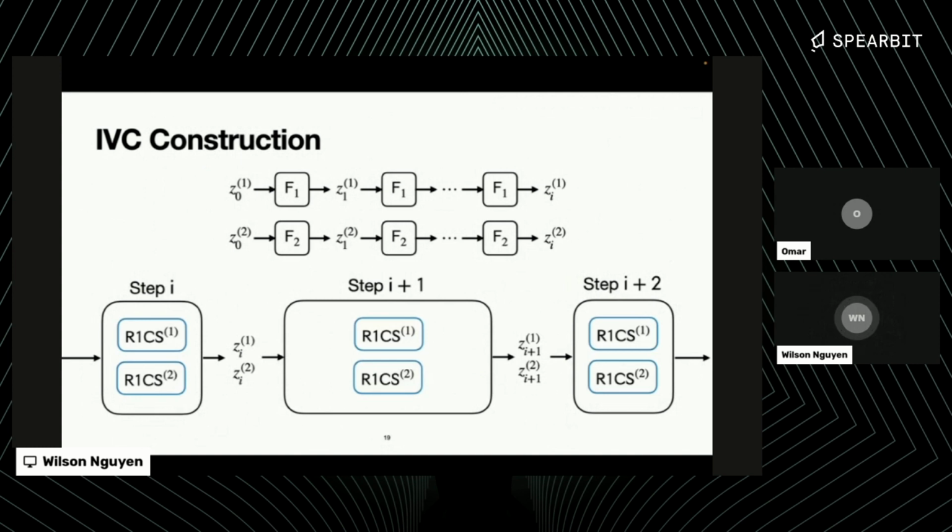What we can do is have a constraint system which applies one step of their respective functions. This constraint system here applies one step of the first function, and this constraint system applies one step of the secondary function. And so the IVC prover will prove that these constraint systems are satisfied for every step of the computation.